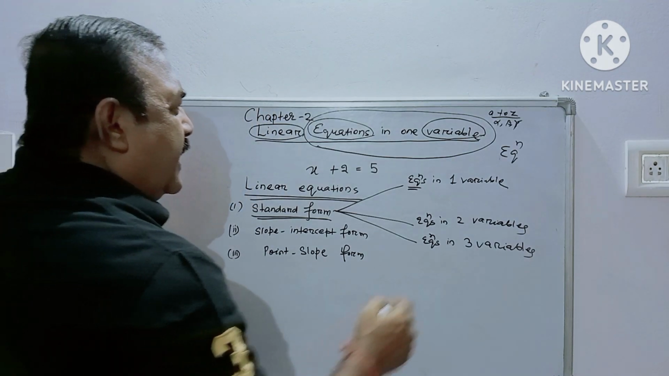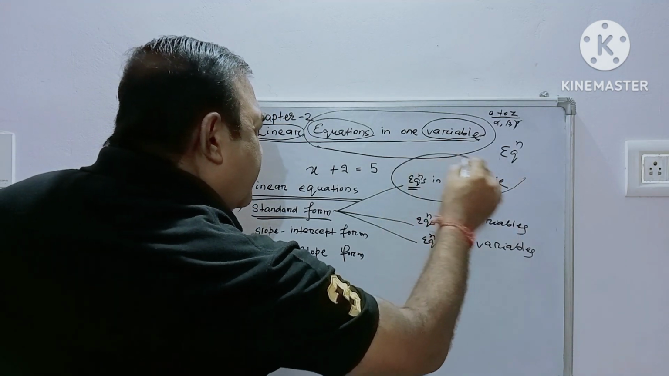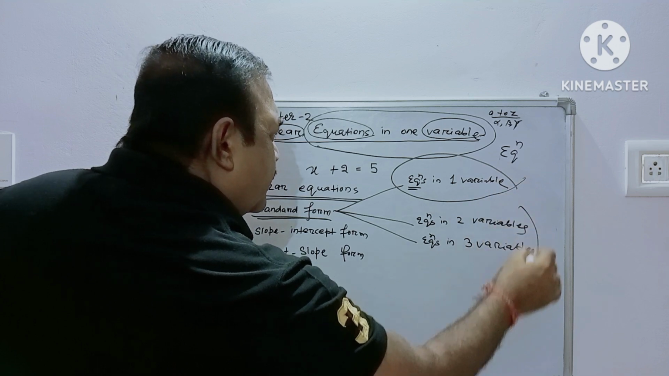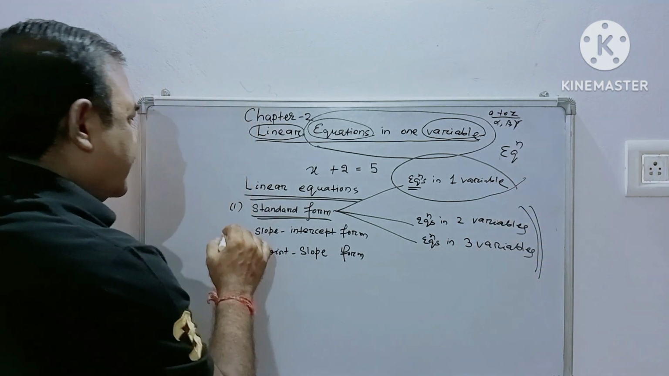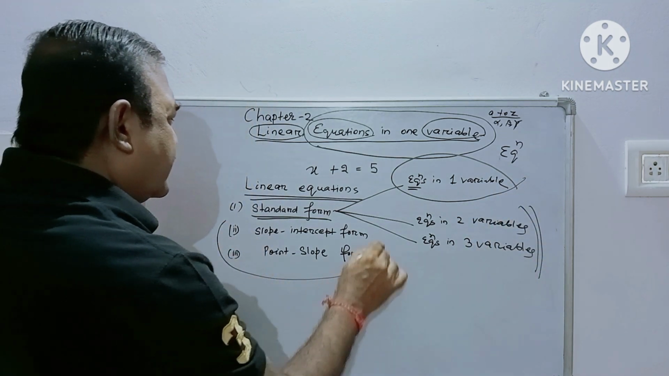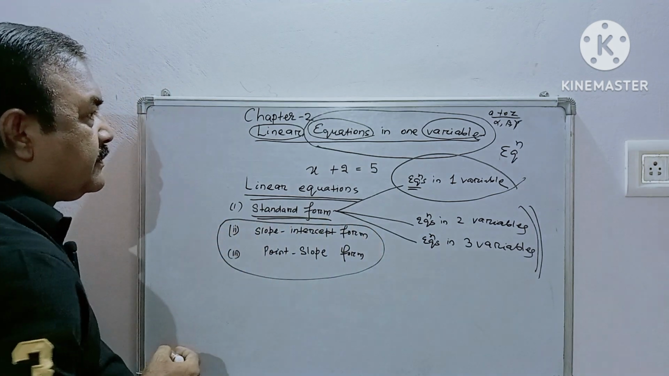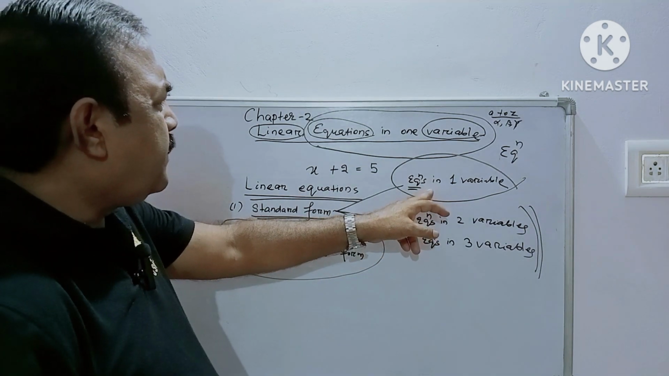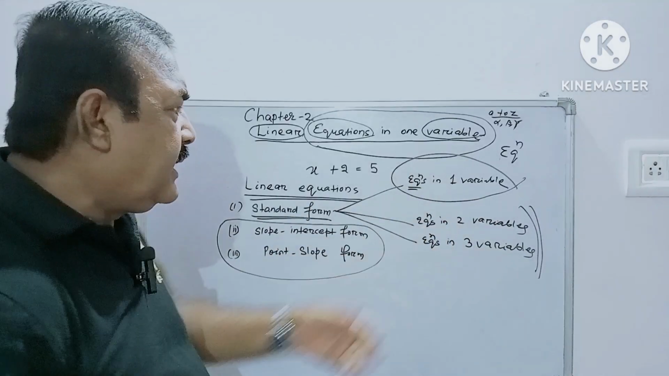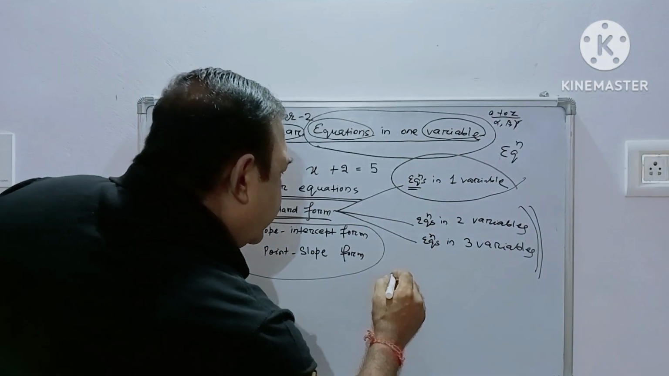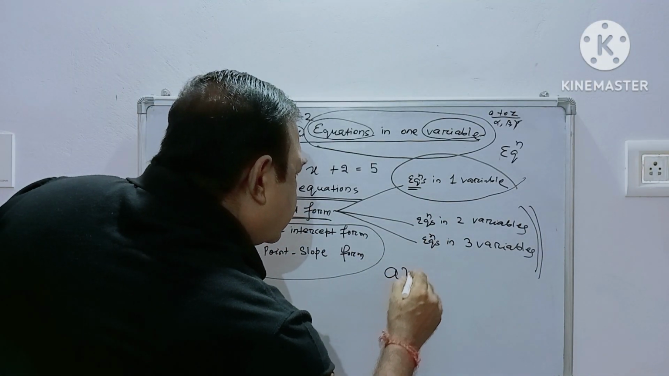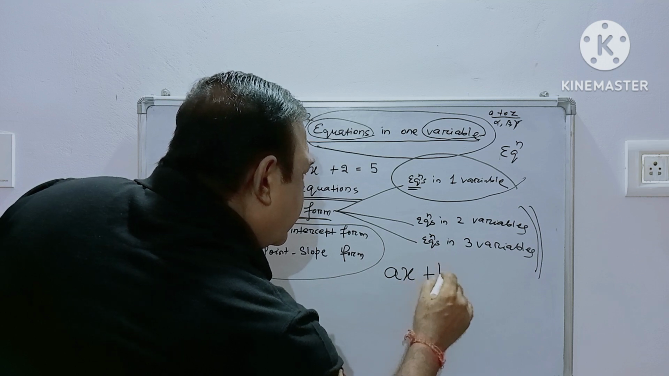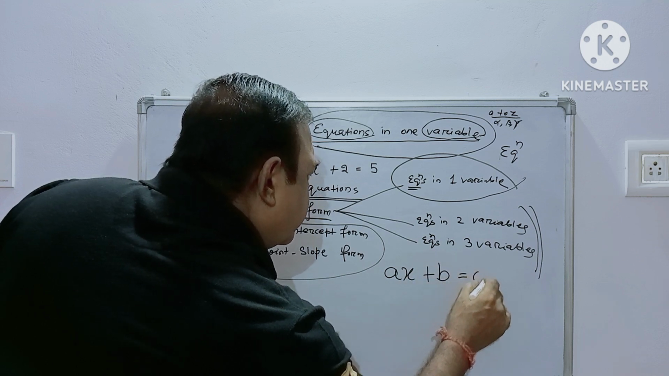And you are reading equation in one variable. These two in the higher class and also these two in the higher class. So what is the standard form of equation that represents a straight line? You just know it. ax + b = 0.